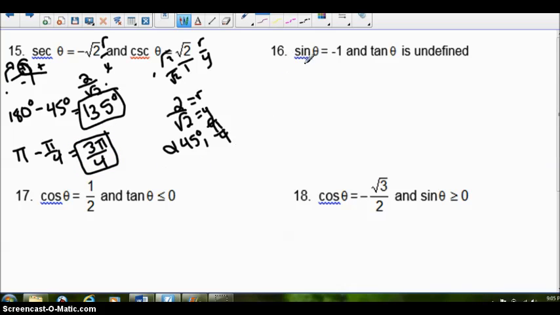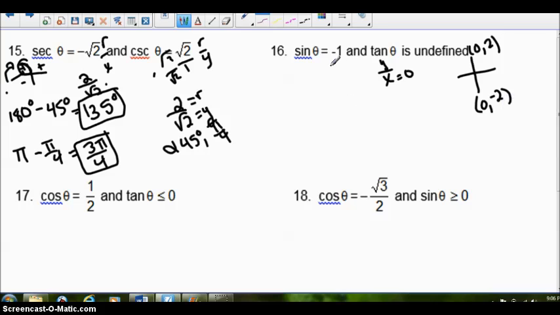Okay. All right, sine of theta is negative 1 and tangent of theta is undefined. All right, so let's think about that for a minute. Tangent of theta is undefined. Tangent theta is the ratio of y over x. We get an undefined if x is 0. So I'm going to take a quick look at my quadrants. X is 0 at 90 and at 270.